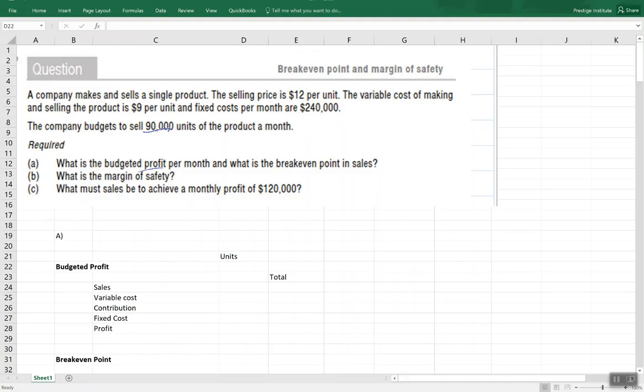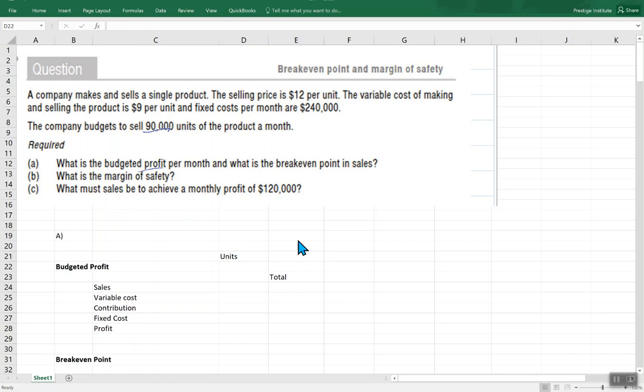Okay, we have a basic question, single unit, break-even point and margin of safety and so on. But in F5 level, you will have multiple products as well. So first, let's look at the simple question. Required: what is the budgeted profit per month and what is the break-even point in sales? What is the margin of safety? And what sales must be to achieve a monthly profit of 120,000?